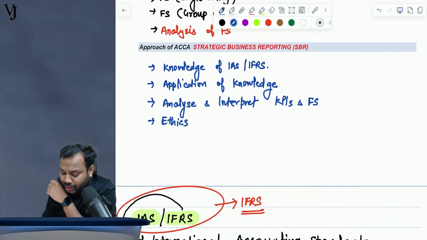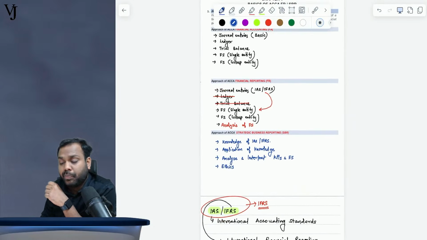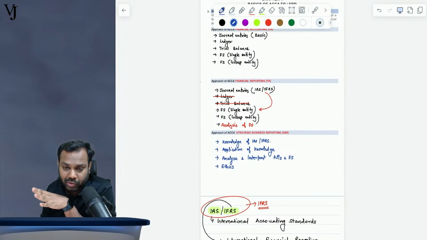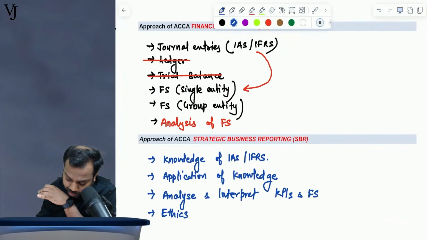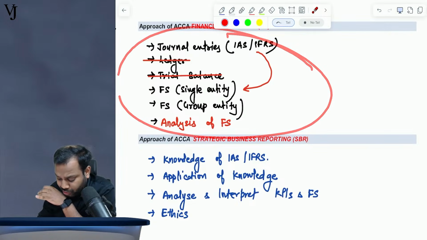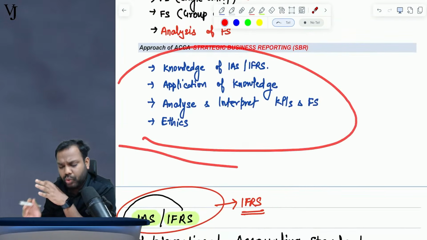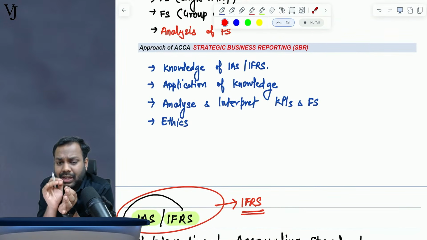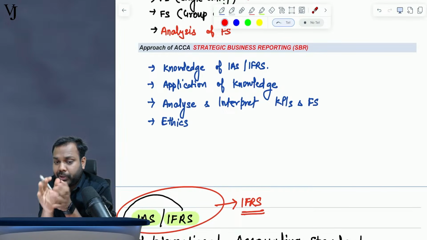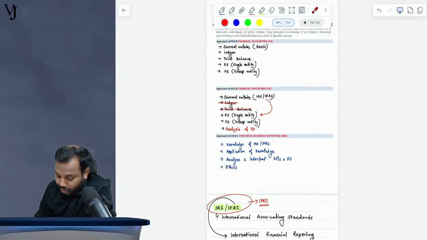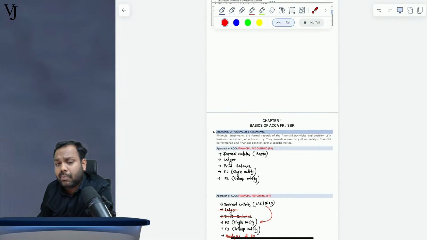So this is the difference of expectation that ACCA has at 3 different levels. If you are an FR student, this is what is expected out of you, and if you are an SBR student, this is what is expected out of you. So don't worry. I will be covering each and every single thing in my classes in depth. So now, tell me guys, can I move forward?